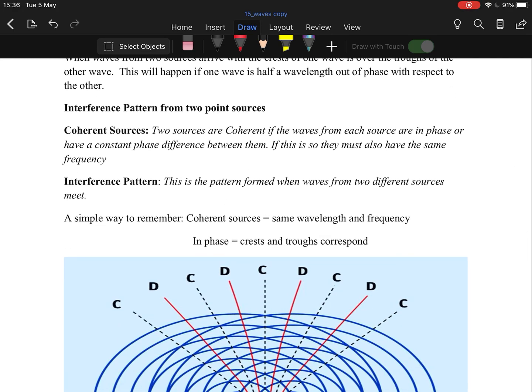What are coherent sources? Basically, if you have two sources and the waves from each source come out in phase, or they have a constant phase difference, then they are said to be coherent, okay? And generally they also would have the same frequency, okay?